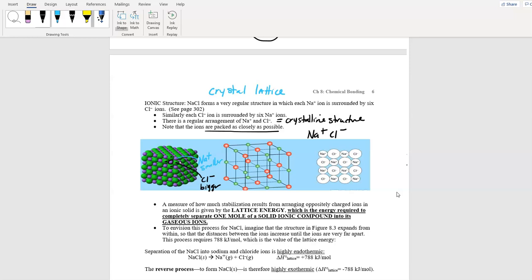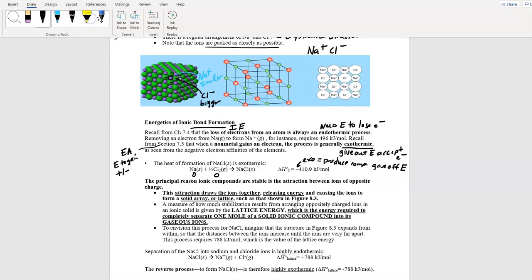Okay, and that's why you saw the bright light from the video. So what happens is, why is this actually as stable as the attraction between the ions of opposite charges? So this attraction draws the ions together, and it releases energy, causes the ions to form what's called a crystal lattice. And this word lattice is going to be very, very important in just a second, okay? Because I know this is something you haven't heard before.